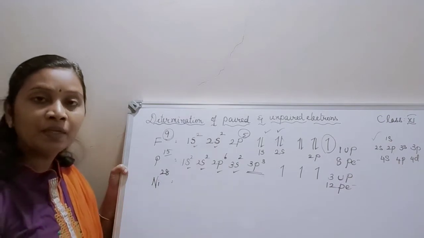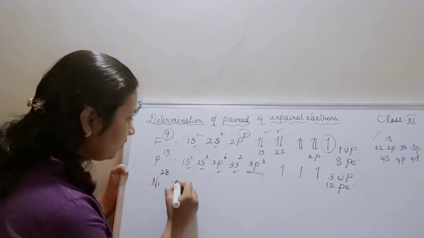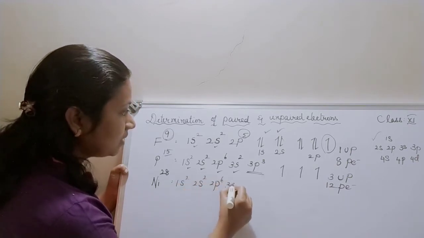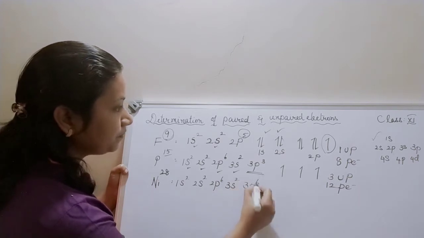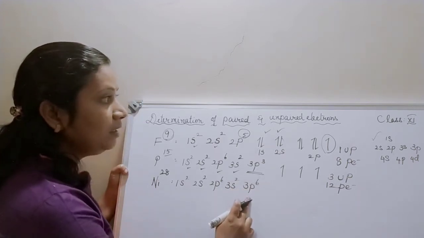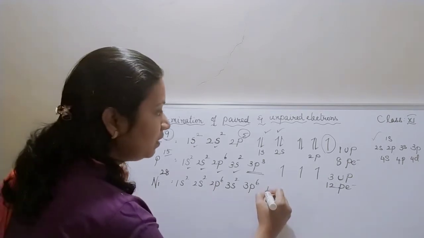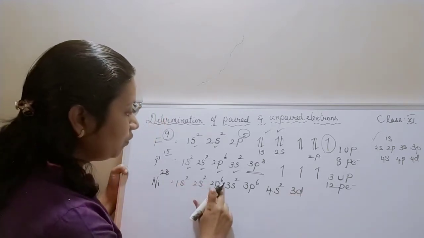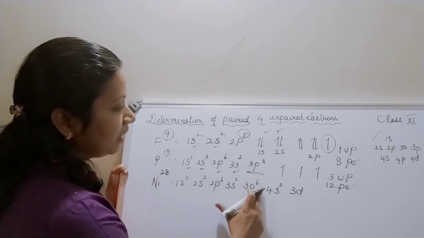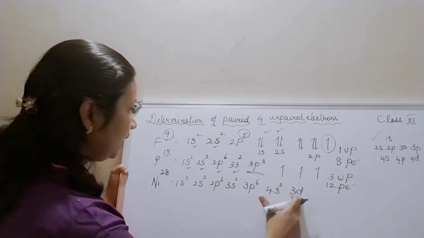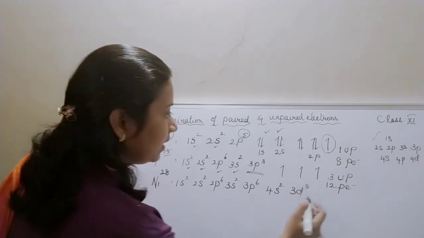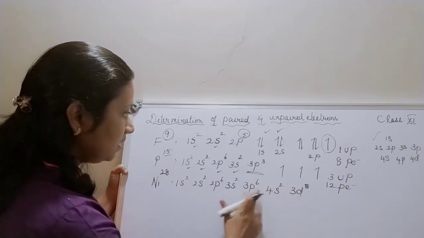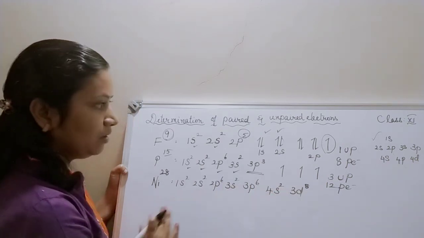Okay children, clear? Next, moving to nickel 28, let me start filling: 1s2, 2s2, 2p6, 3s2, 3p6. So after 3p, I should not fill 3d, I should fill 4s2, then I should move to 3d. Now let me check: 2, 4, 4 plus 6 is 10, 12, 18, 20 and 28. Yes, I got it. Okay children, I have filled the electrons. Again let me check: 8, 10, 16, 18, 20, 26, 28. Okay, I have filled now.